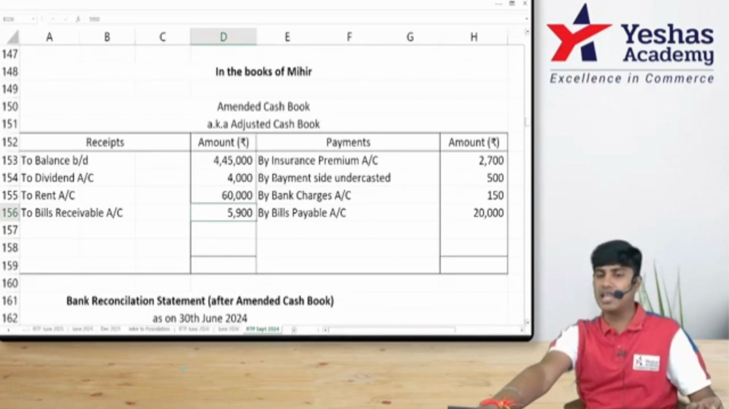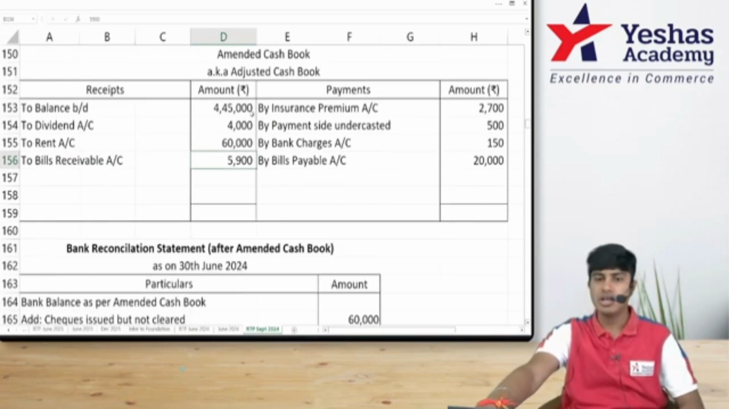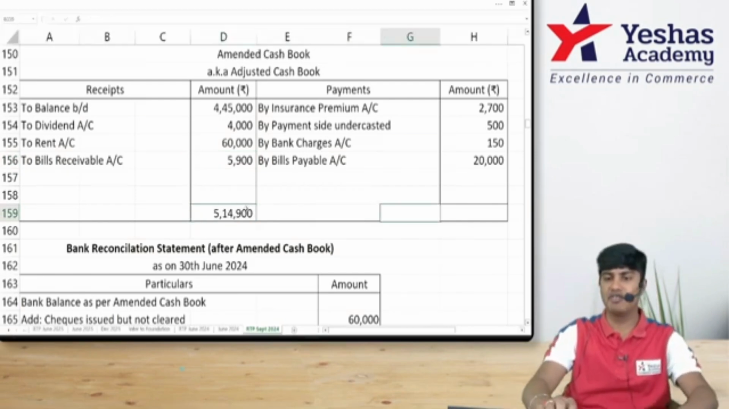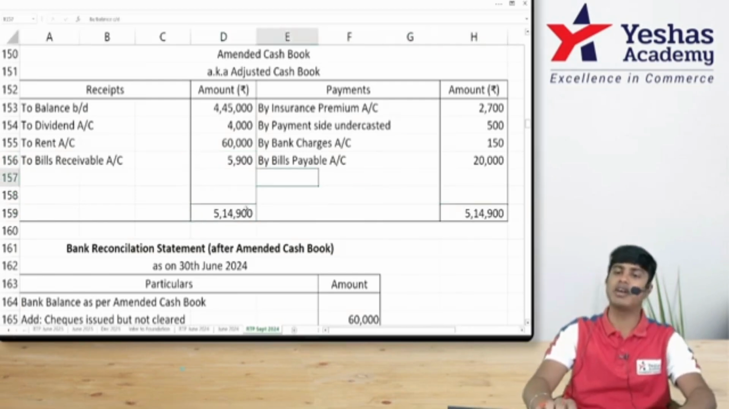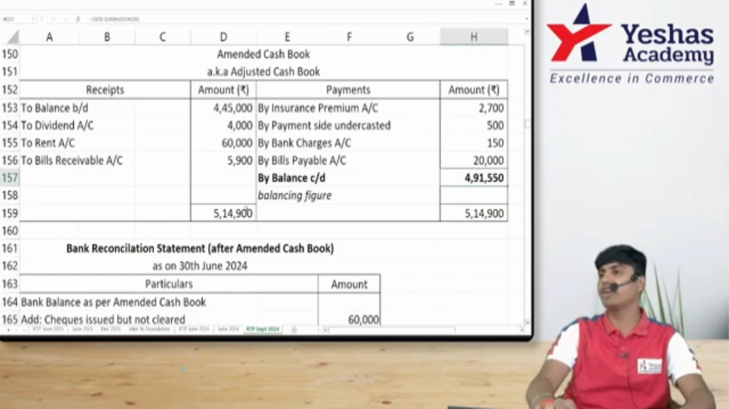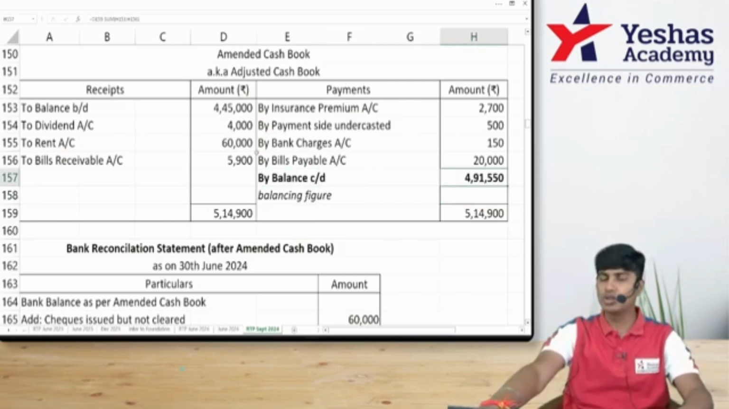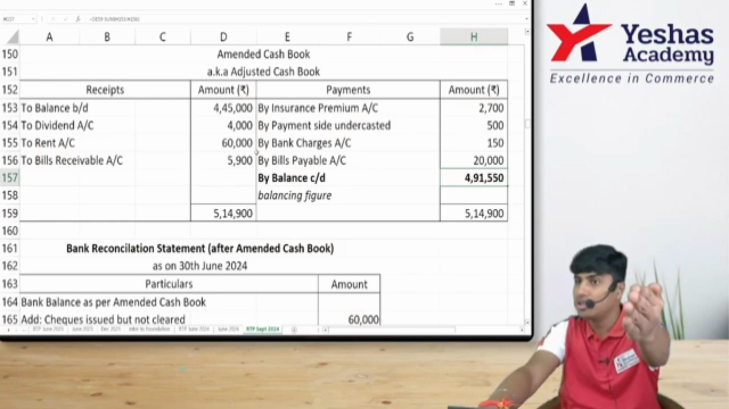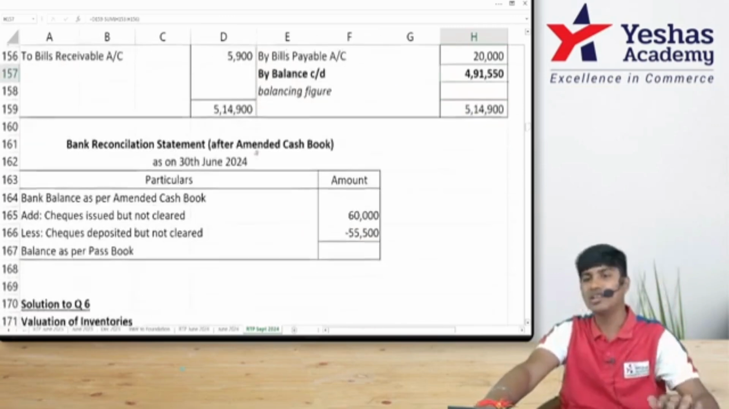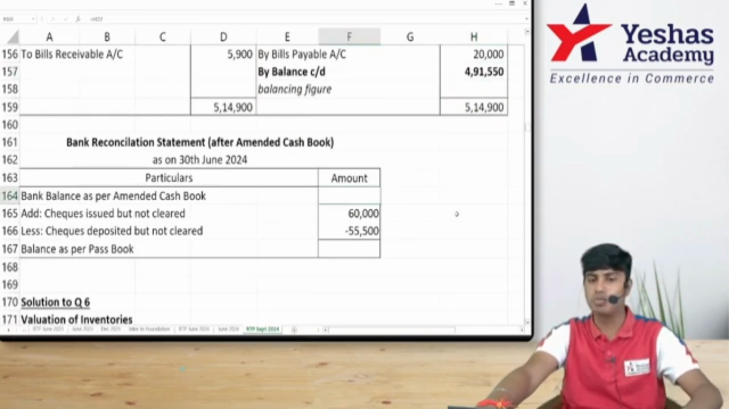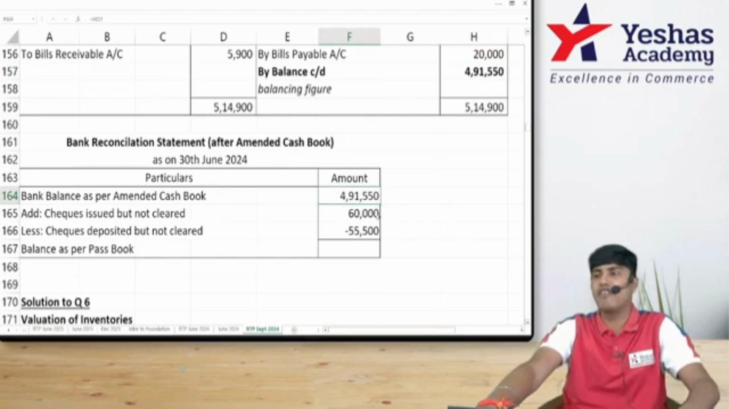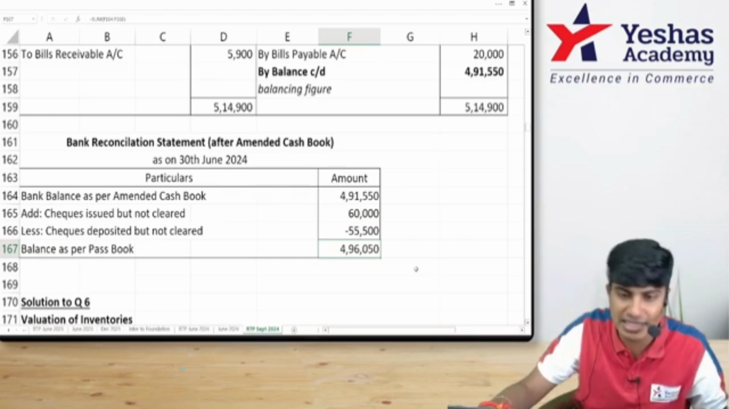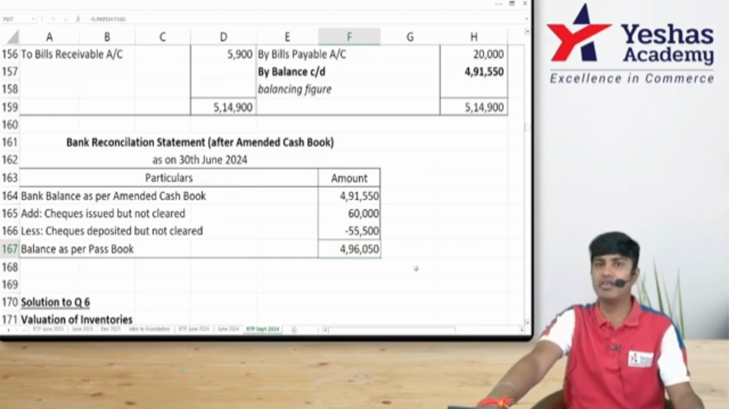Now identify the balance in the amended cash book and take it to the BRS. 4,45,000 plus 4,449 plus 60 plus 5,900. I'll write 5,14,900 minus 20,000, 150, 500 and 2,700. I will get 4,91,550. This 4,91,550 is the correct bank balance which should go to the balance sheet. This is after rectifying all the errors. After rectification, we'll do reconciliation. I'll write 4,91,550 as the balance as per the amended cash book. If we do the reconciliation of plus 60 minus 55,500, we'll get 4,96,050 as the balance as per the passbook. Did everyone get it? Yes, sir.